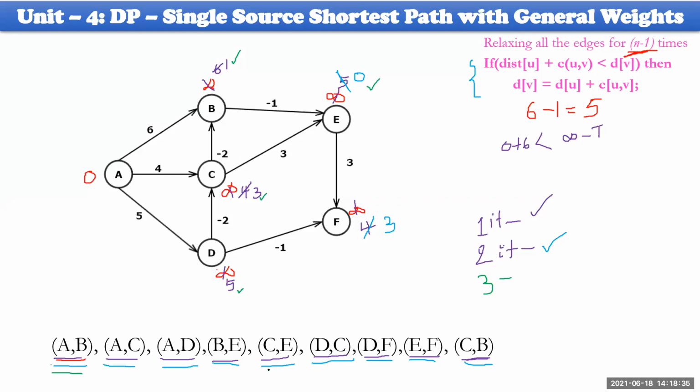So C to E, 3 plus 3 is 6, 6 is less than 0, no change at all. Then D to C, 5 minus 2 is 3, 3 is less than 3, so there is no change at all. Then D to F, and everything is not at all changed. There is no change.